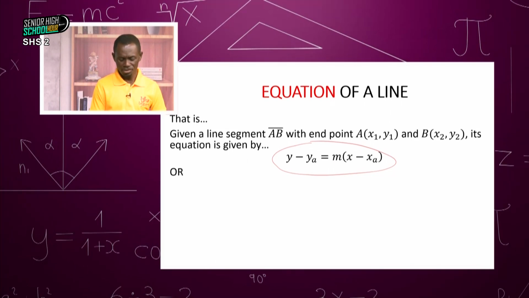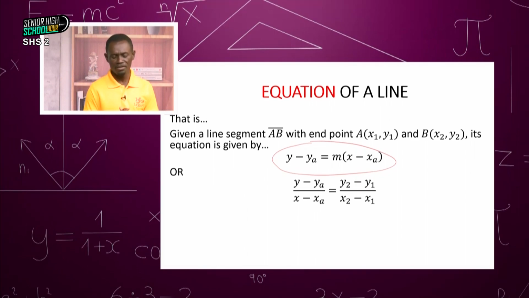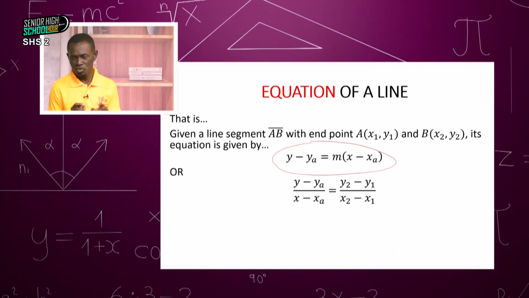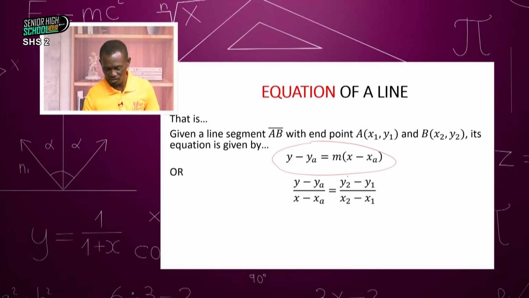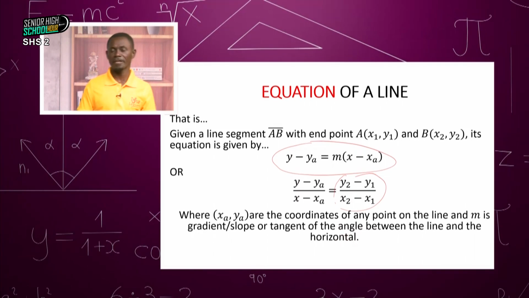So this same equation could be written in some other way, like this: y minus y subscript a over x minus x subscript a equal to y subscript 2 minus y subscript 1 over x subscript 2 minus x subscript 1. You know what this is, right? Yeah, that is m, the gradient. We've encountered it a while ago. Now, so what is y subscript a and x subscript a? What do we mean by them? Well, they are just any points on the line. It could be actually x1, y1, or x2, y2, or any other point apart from those two.